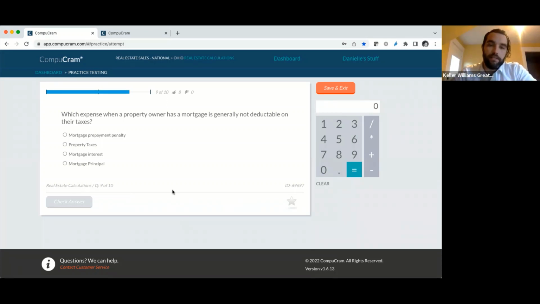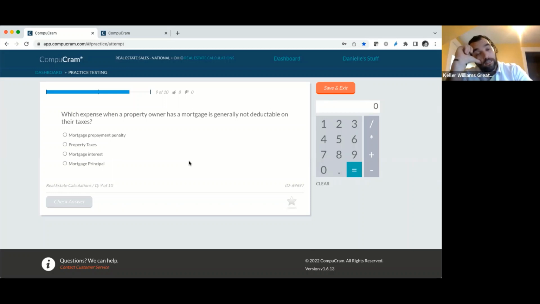Seeing some A's, some B's, and some D's. This is, in my opinion, a poorly worded question. I don't think you'd see anything like this on your exam. But it is important to understand what is and isn't deductible. So the mortgage prepayment penalty is deductible.